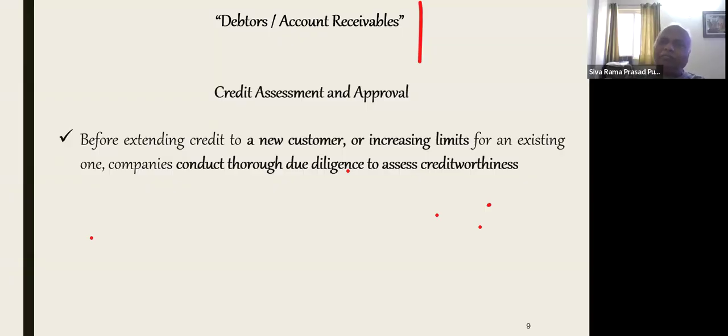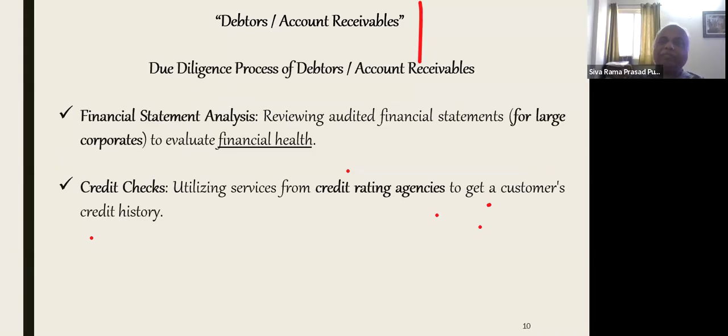Like banks, whenever we are giving loans, we will appraise the loans and the rating of the company, CIBIL scores, whether it is commercial or individual. In a similar manner, the companies, while extending credit also, will follow these guidelines. Due diligence and the process of debtors and accounts receivable.